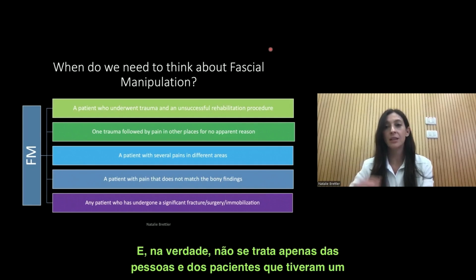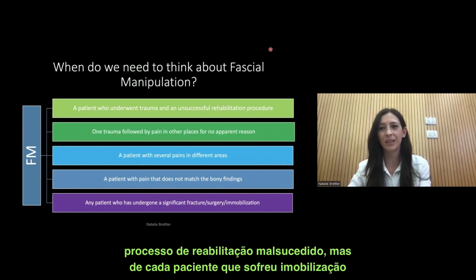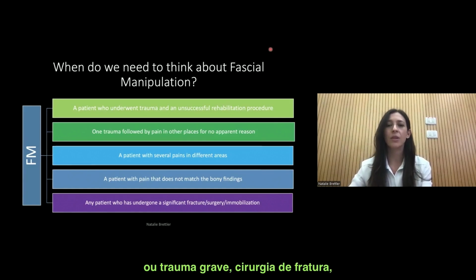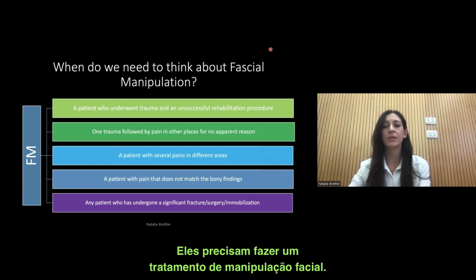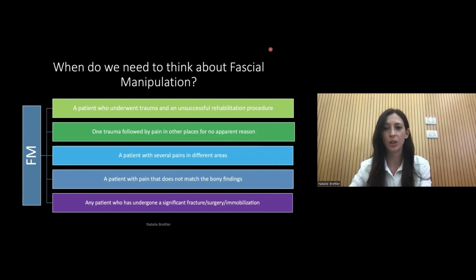And actually, it's not only the patients who had an unsuccessful rehabilitation process, but each patient that had immobilization or serious trauma, fracture, surgery, they will have for sure densifications. With an operation, they will also have fibrosis. They have to have fascial manipulation treatment.